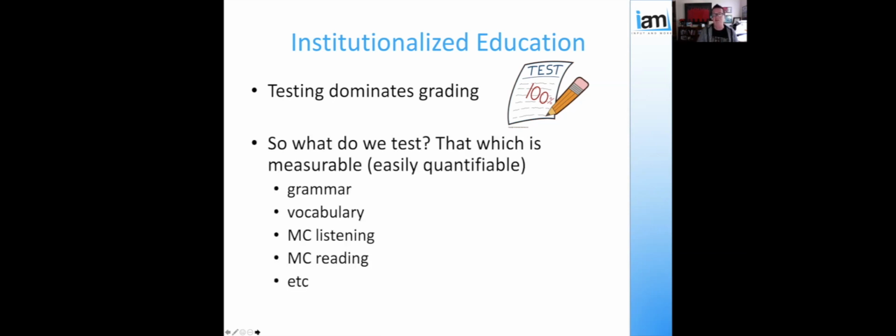We assign grades, and very often in university situations, testing dominates grade. And you don't have to call it a test for it to be a test. You get a written composition, you correct it, you're testing them, even though it's not a sit-down test, right? So testing dominates grading. But what do we wind up testing? And it could be in a composition, it could be in a sit-down paper and pencil test. We tend to test that which is measurable, that is easily quantifiable. So we test grammar, we test vocabulary, we test listening by multiple choice, we test reading by multiple choice, all kinds of things we do because we want to make these things measurable so we can give it a 100, a 95, a 92.2, an A+, a B-, and so on.